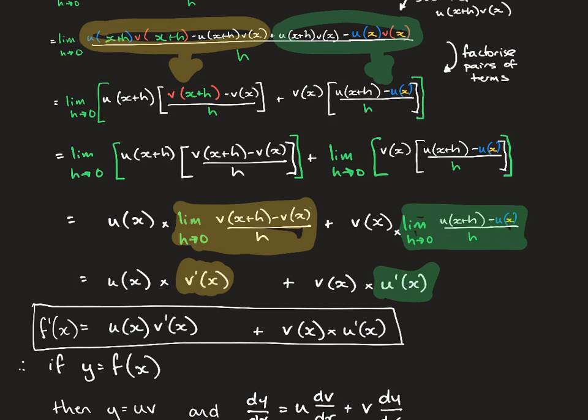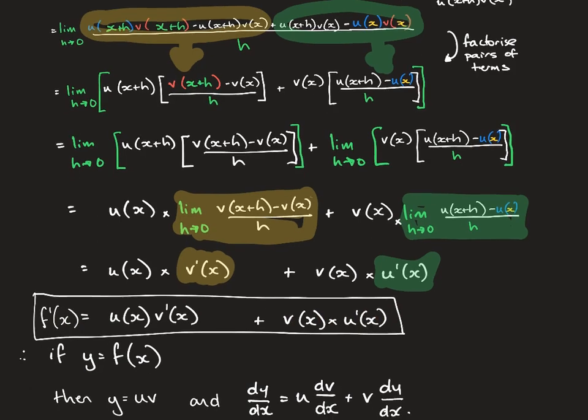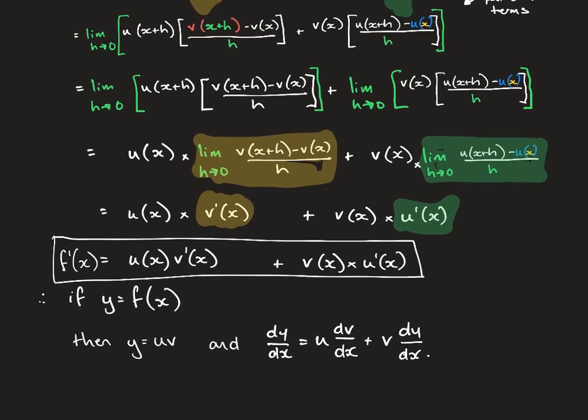And so what I've got as a formula here, so this is still the derivative, is u of x times v dashed of x plus v of x times u dashed of x. And if our y was f of x and we wrote this in our dy dx format, then we get dy dx is equal to u dv dx plus v du dx, the product rule.